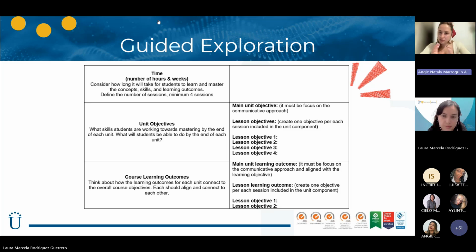Okay? So it's just trying to go from the big picture to the small picture. Okay? And then we have the unit objectives. So here we have the skills you are interested in developing in your students or helping them.